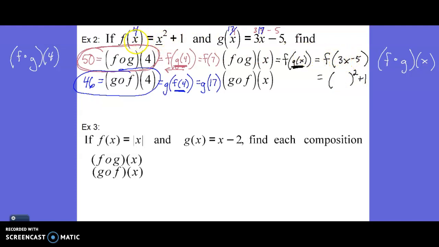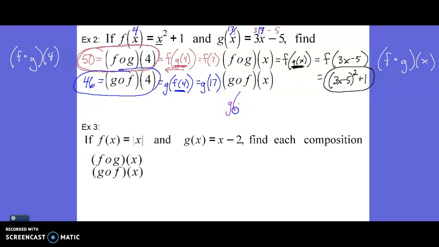See how I'm replacing this x with 3x minus 5, so I need to replace this x with 3x minus 5. Okay. And every year I teach this, somebody is still confused. So if you're confused by that, please write down your questions or plan to touch base with me on what your question might be.